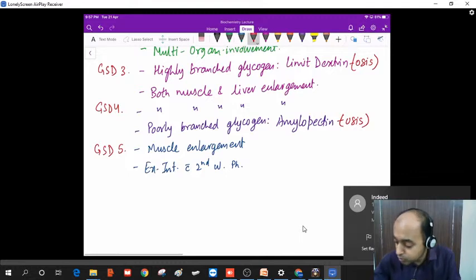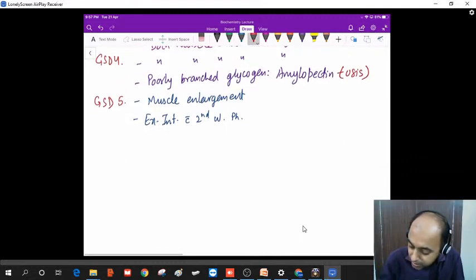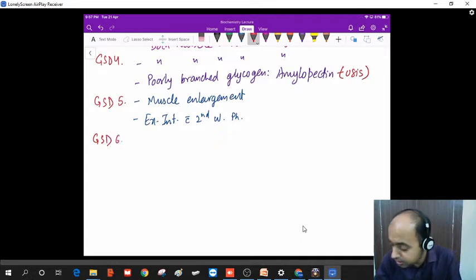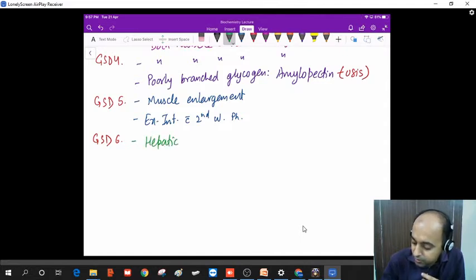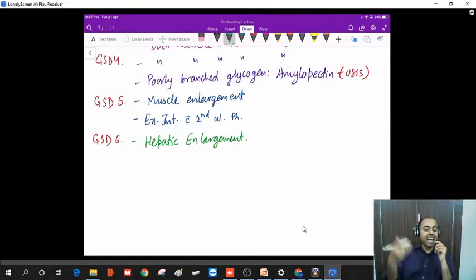Okay, let's go to GSD type 6. GSD type 6 is the Hers disease. Remember, Hers disease is limited to the liver because we had said the hepatic phosphorylase is defective. So here we find only hepatic enlargement. Obviously, hypoglycemia will be there, but it is not as severe as type 1. So no additional findings except the common findings of GSD.